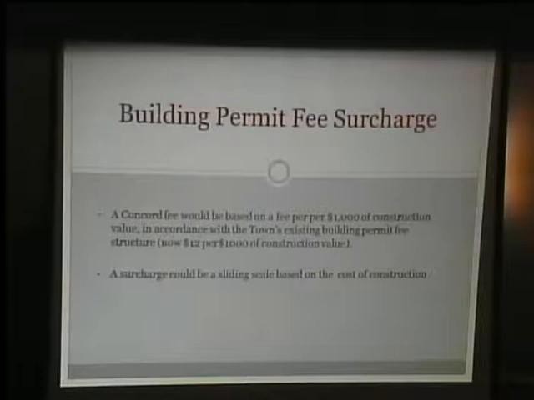The first thing that we looked at was a building permit fee surcharge. This is a fee based on $1,000 of construction value in accordance with the town's existing building permit fee structure. And this would be set on a sliding scale. Here's a representation of what that scale would look like.